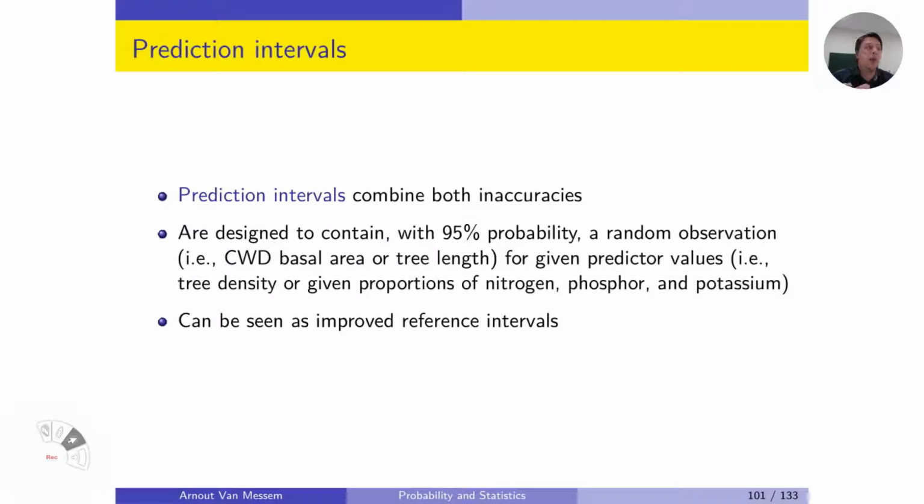So if we take 100 prediction intervals, so we would take 100 samples, 100 intervals, in 95 out of 100 cases, the prediction would be in the interval. It's very similar to reference intervals, except that a reference interval was for the observation, just a random observation. This is for a random observation with given predictor values, so with given x values.